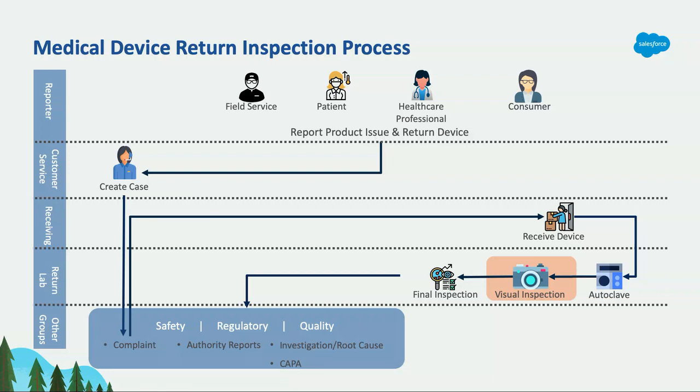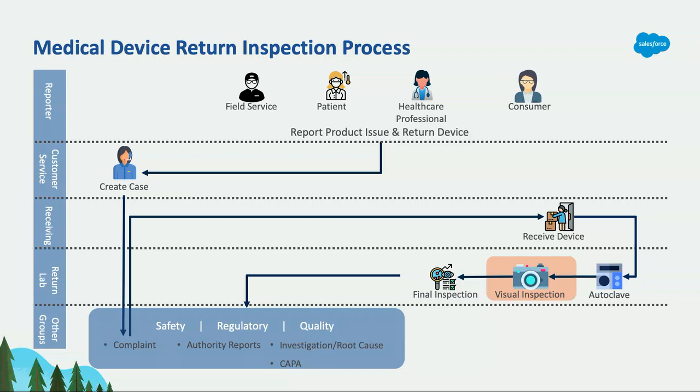And then from there, we would move on to potentially a final inspection and, if need be, forward that information on to other individuals within the organization. For example, that information would flow back into the complaint, to the safety group, to the quality group, and to the regulatory group, depending on whether or not it needed to be reported to the FDA. So that's the process that we're going to walk through today.